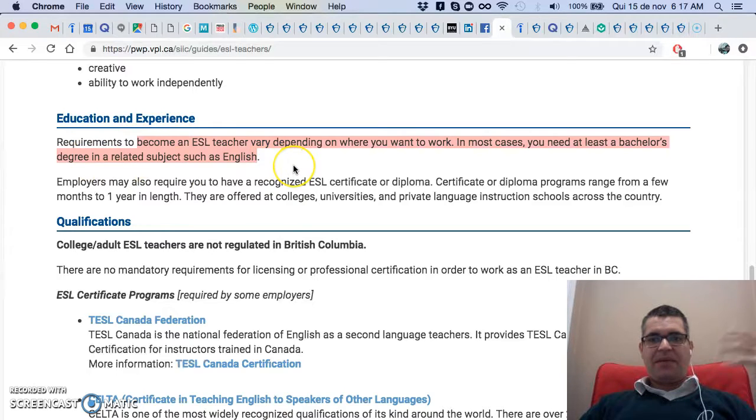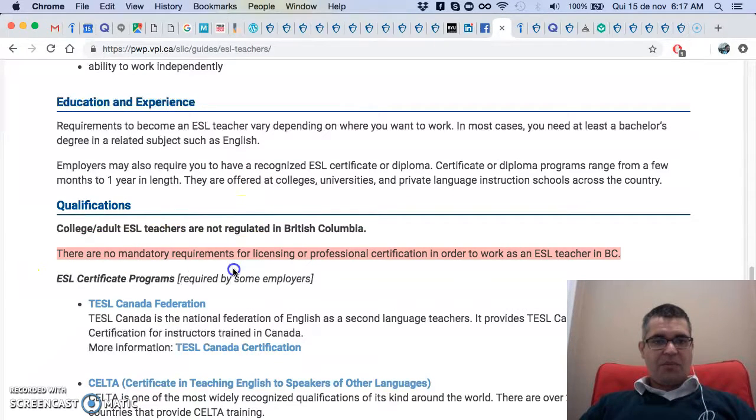Requirements to become an English teacher include at least a bachelor's degree, which I'm still pursuing. In my case, I'm doing it online. Though I'm in Canada, I'm pursuing my American college online. It says as well that there are no mandatory requirements for licensing or professional certification in order to work as an ESL teacher in BC.